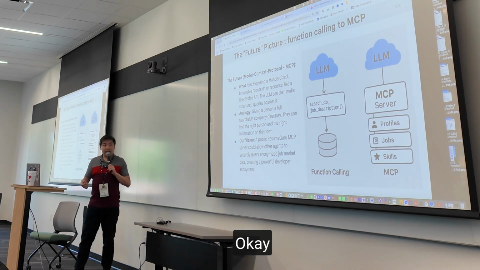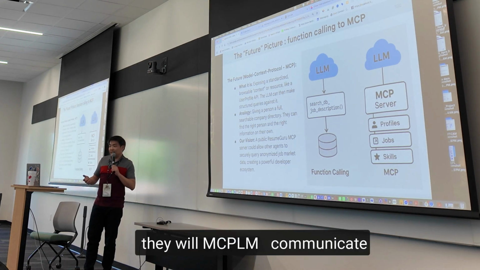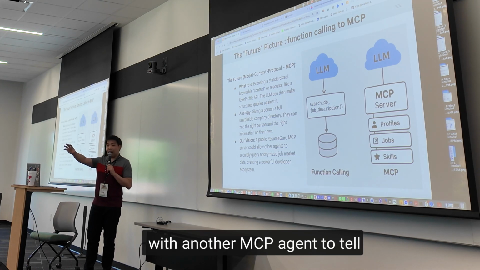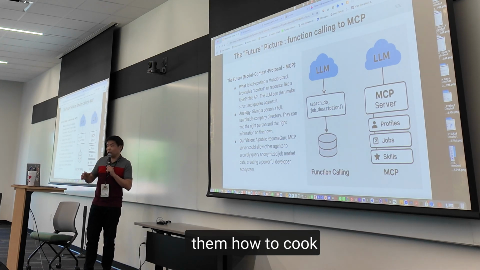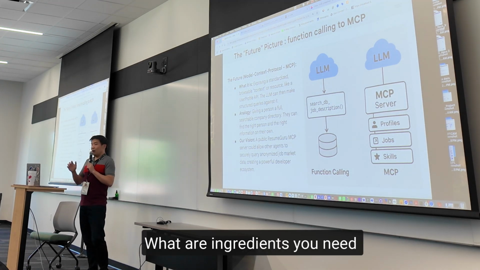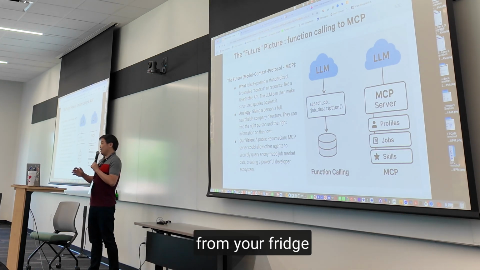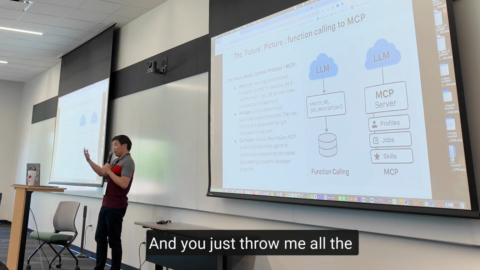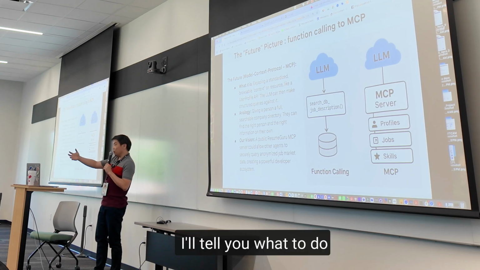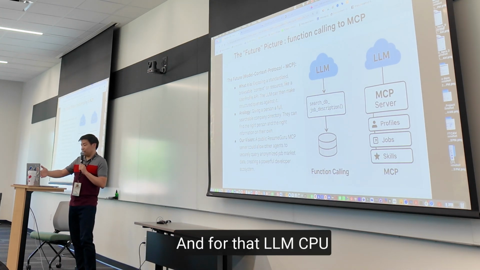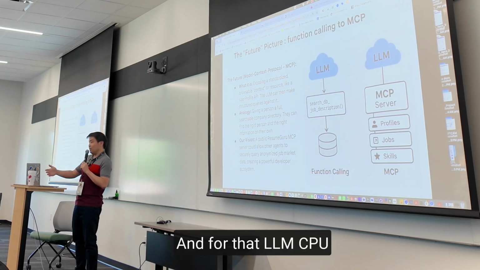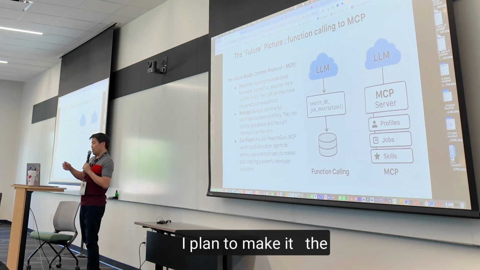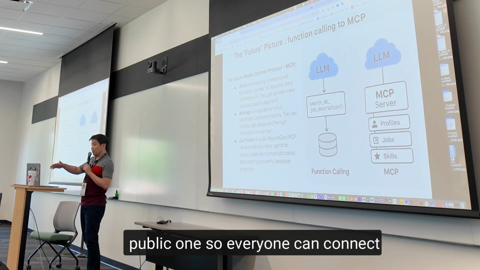Right now I can do maybe cooking, okay? For cooking, the MCP LLM basically communicates with another MCP agent to tell it how to cook. What is the recipe you need? What ingredients do you need from your fridge? And what ingredients do you already have? You just throw me the possibilities, and I'll tell you what to do. And for that LLM MCP, I plan to make it public so everyone can connect to it.